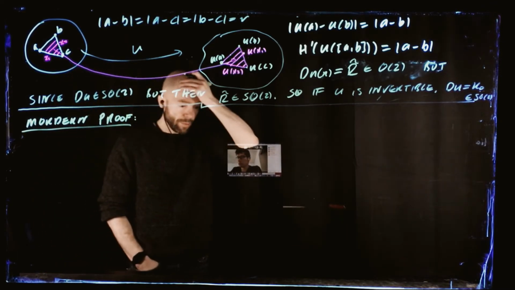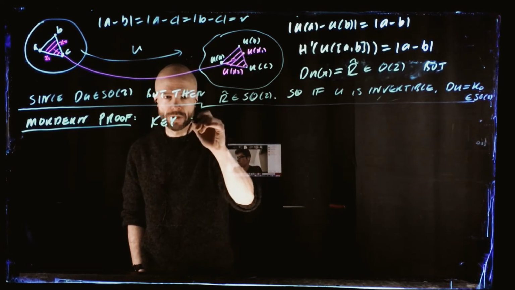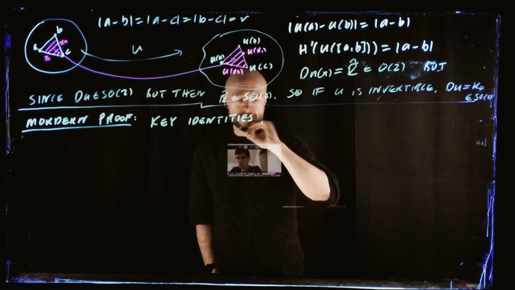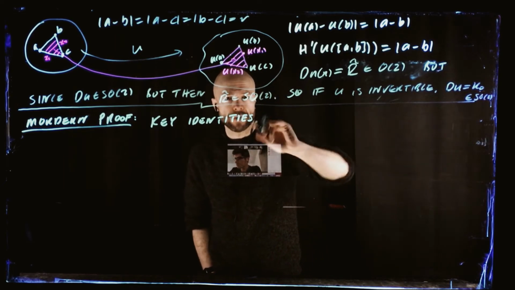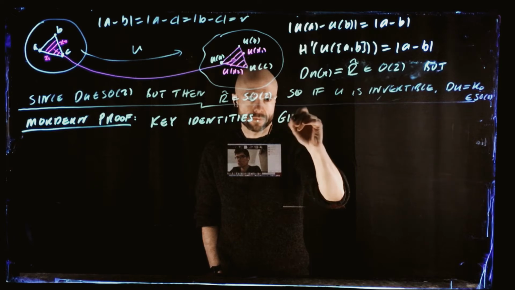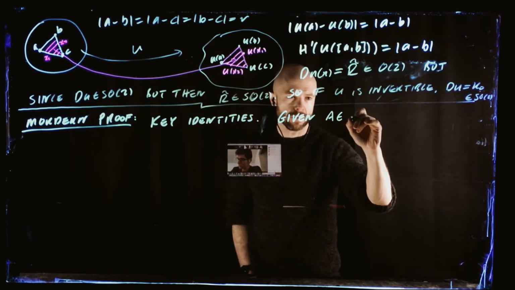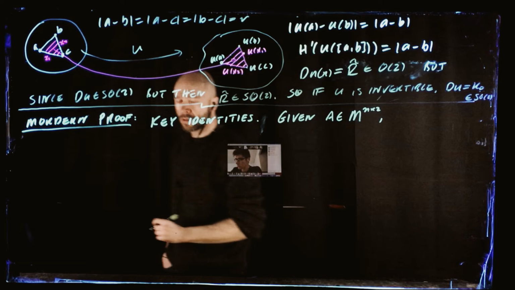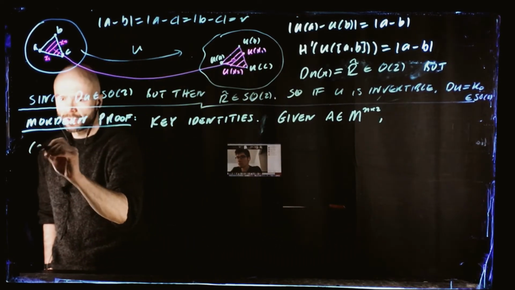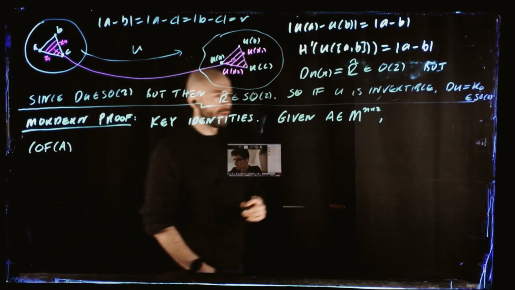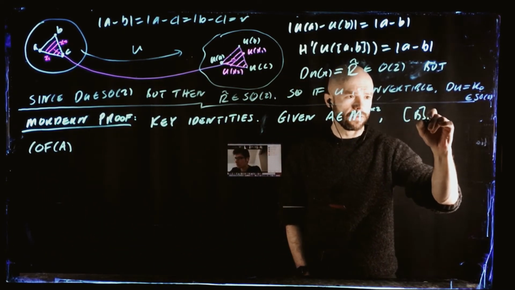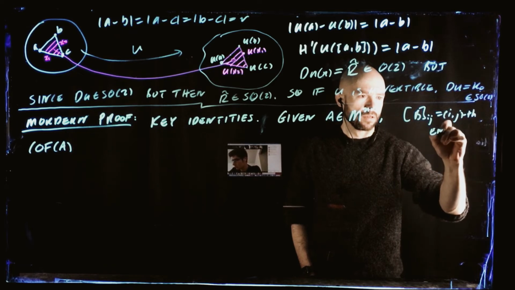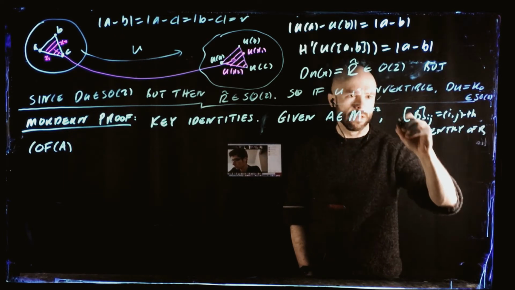Okay, a couple of key identities which are very useful. First identity. So let's define the cofactor matrix. So given A belonging to n times n, the cofactor matrix, so let me define some notation. So I'm going to define B of ij equals the ijth entry of B. Okay, some notation of matrices.